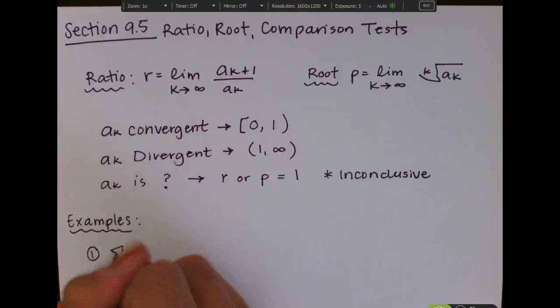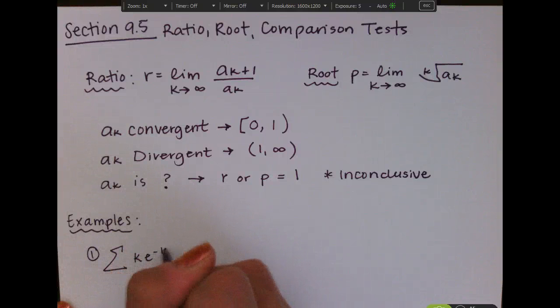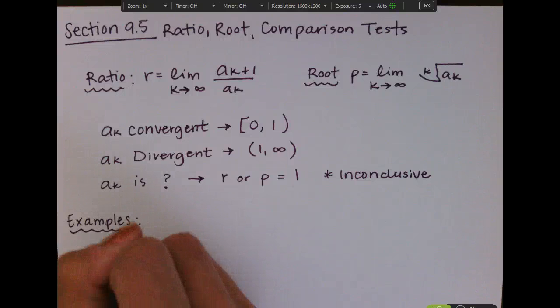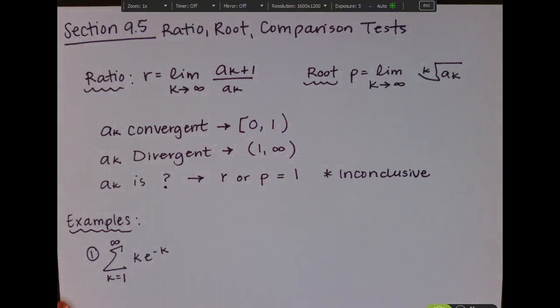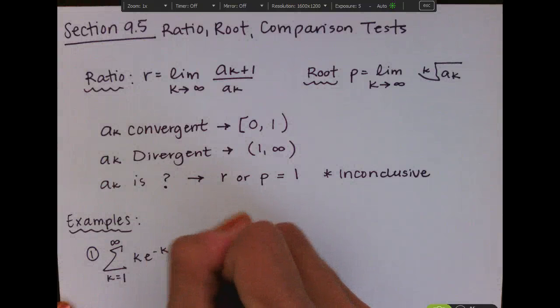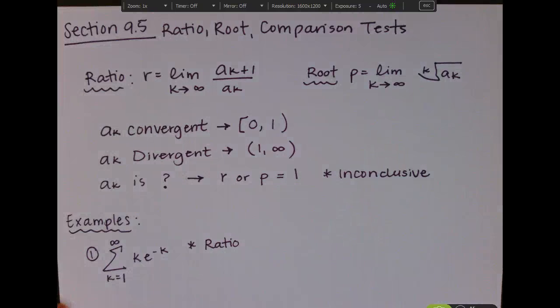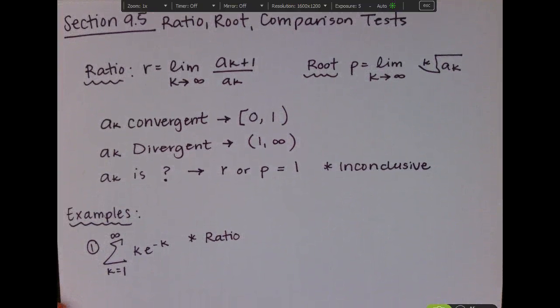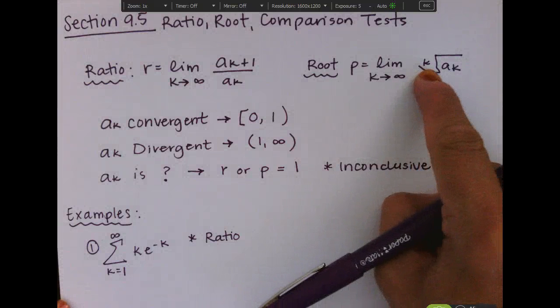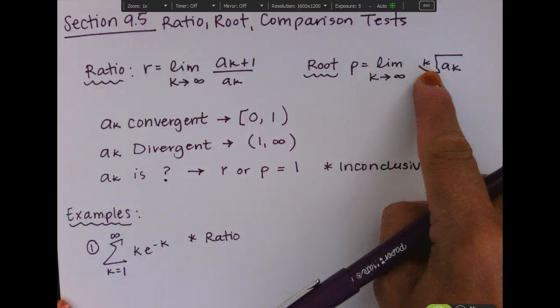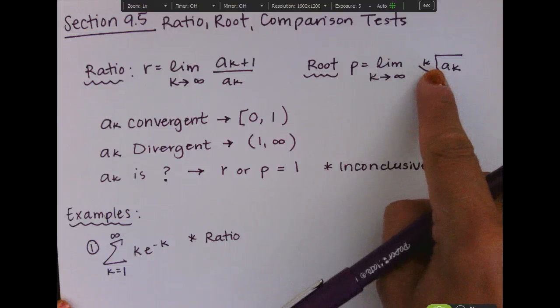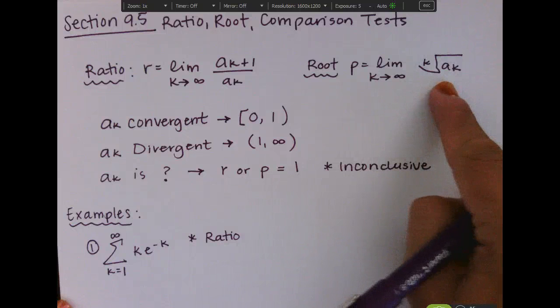So in our first example, we have the infinite series k e to the negative k from 1 to infinity. We are going to use the ratio test here. And as you go through, you're definitely going to be able to make some pretty easy determinations about whether the root test is a good way to go. You can certainly try to use the root test on any problem, but anytime you have a power of k and you take the kth root, that power of k is going to be eliminated. So you want to look for that in terms of convenience in a problem.